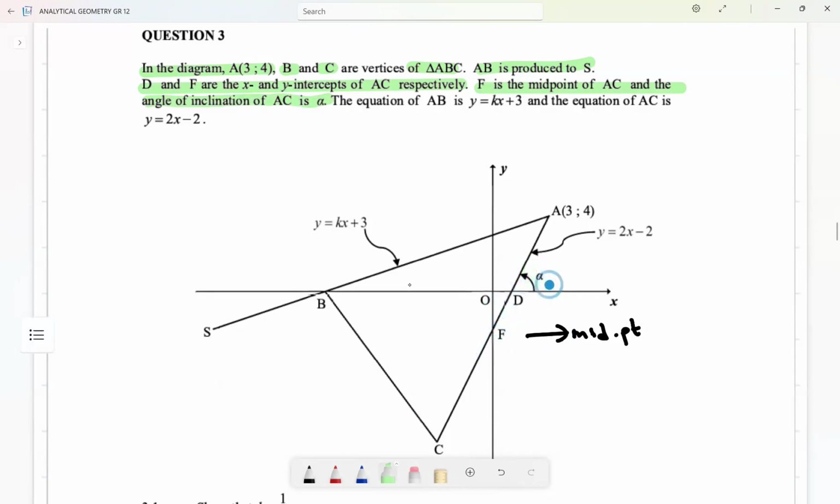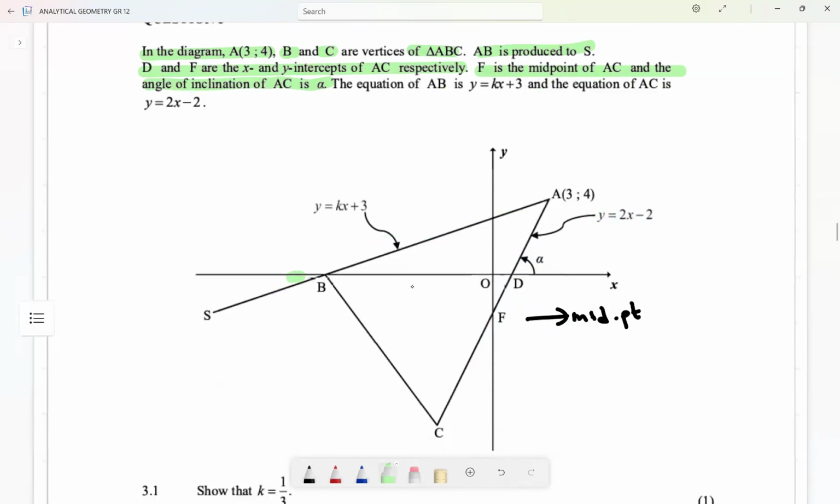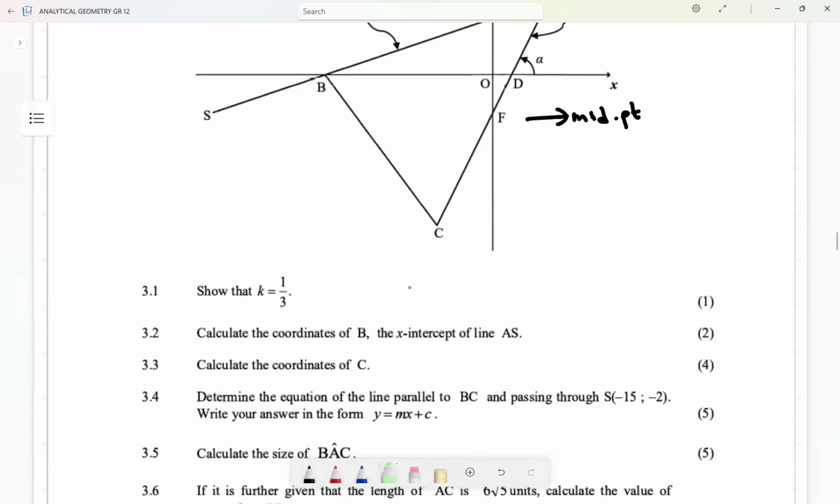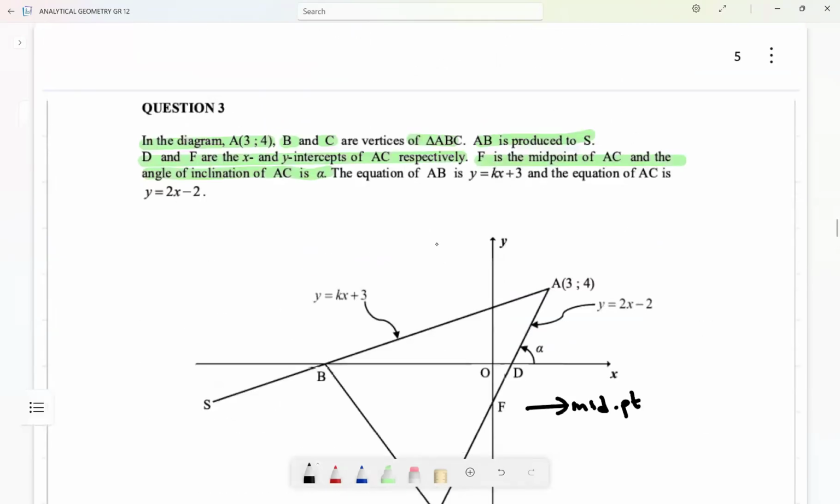The equation of AB is given as that, and the equation of AC is that. This should be a beautiful question. Show that K is 1/3. Which K? This one, the gradient. So how can I do that? I have a point on that line.